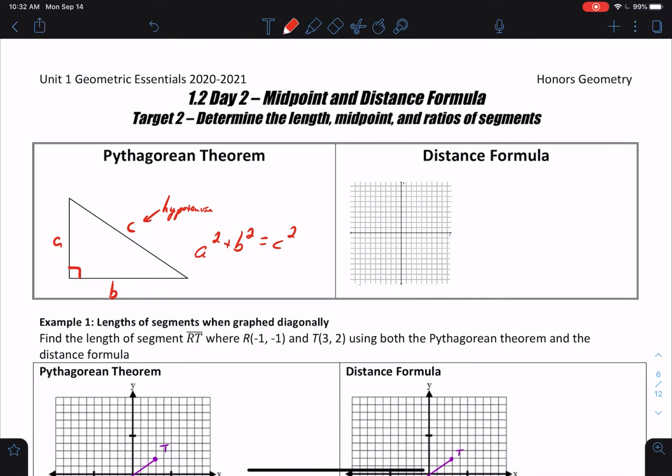This is a formula that we will be using a lot, so it's definitely something you want to store in that brain. Pythagorean theorem: a squared plus b squared equals c squared, okay?